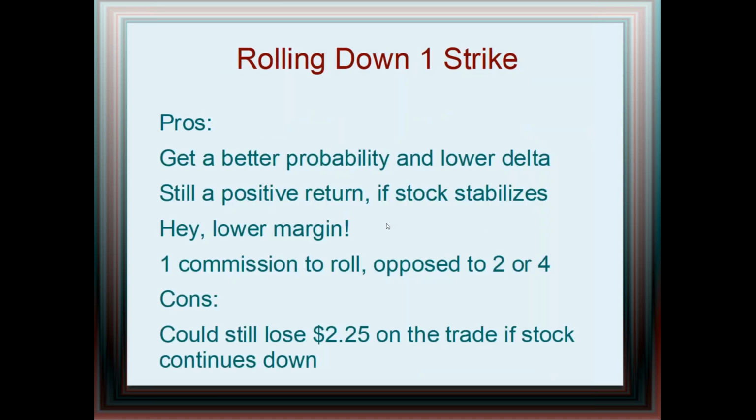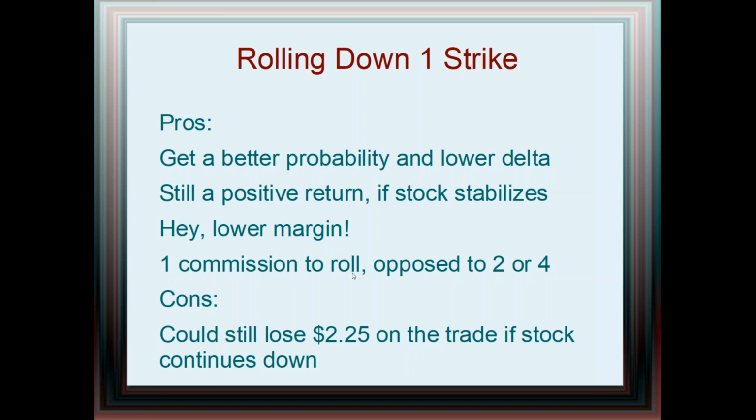rolling down one strike, pros and cons. You increase your probability, you get a lower delta that we look for. It's still a positive return if the stock stabilizes, and hey, lower margin. Remember, I started with a 5-point spread. By rolling down to a 2.5 spread, now I only have to put up $2.50 per contract that trade. Some of that margin's freed up. What could I do? I could open another $2 spread now on a new bullish stock to try to help hedge that, or keep generating premium as we like to do.